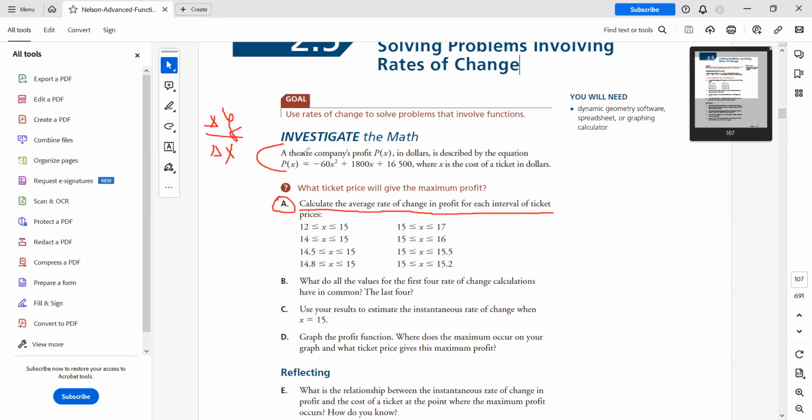Here is the problem. A theater company's profit, P of x, in dollars, is described by the equation P of x, which is the function of profit, equals negative 60x squared plus 1800x plus 16,500, where x is the cost of a ticket in dollars. Okay, so x in this function is the cost of a ticket. You can name it C, cost, and calculate the average rate of change in profit for each interval of ticket prices. So from 12 to 15.